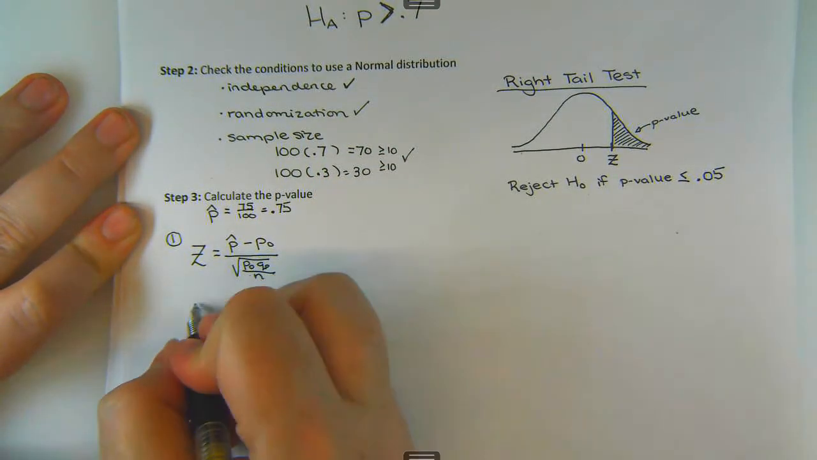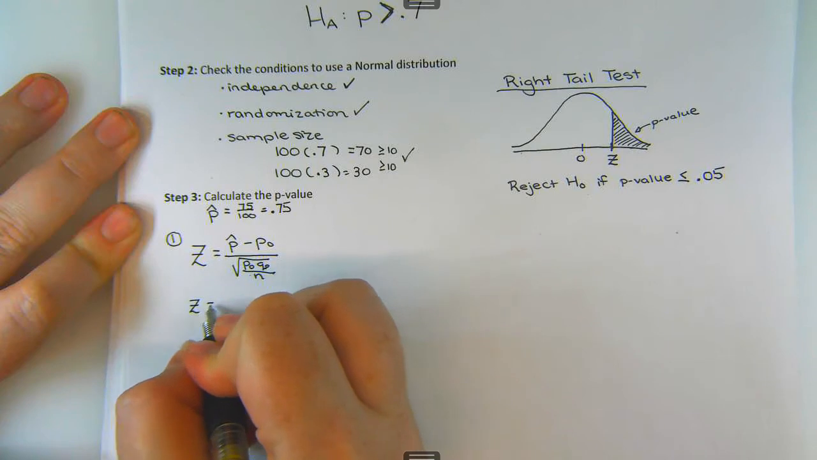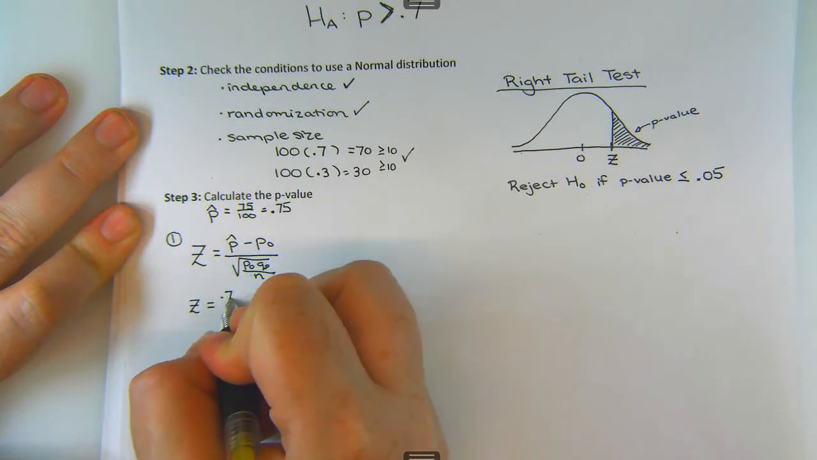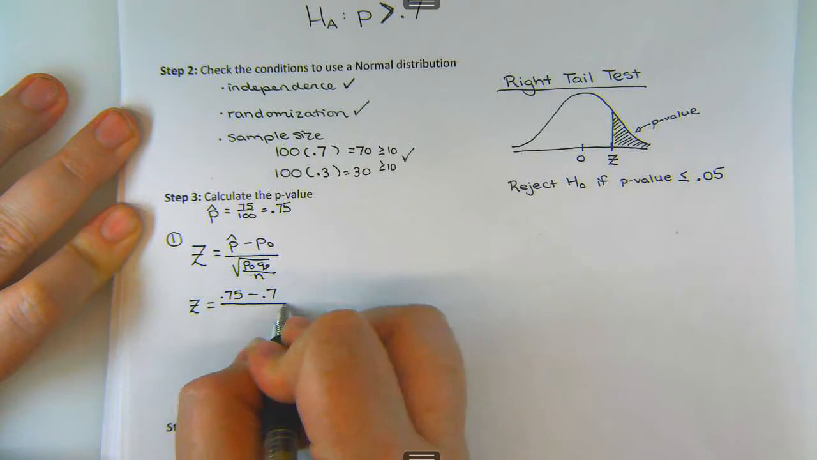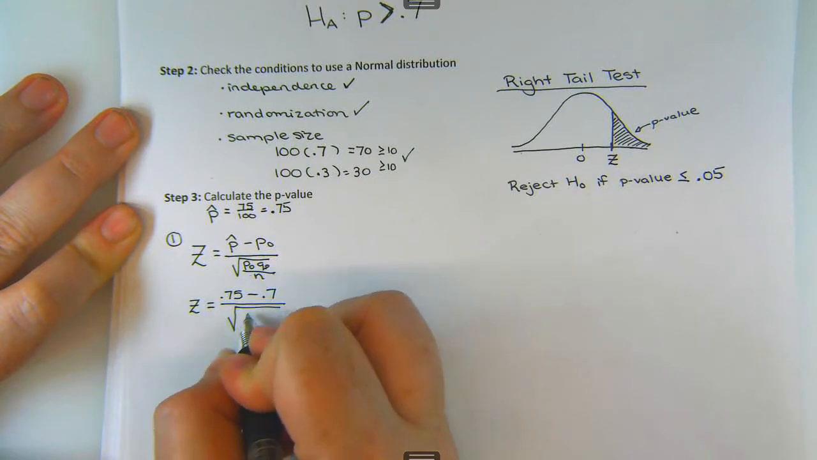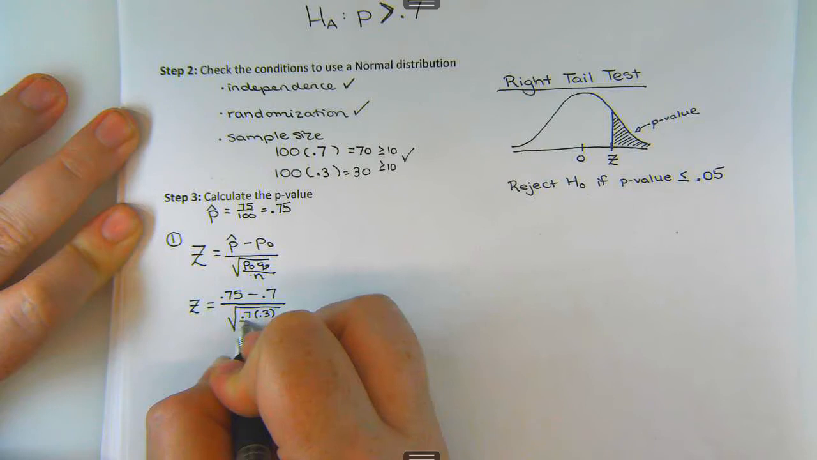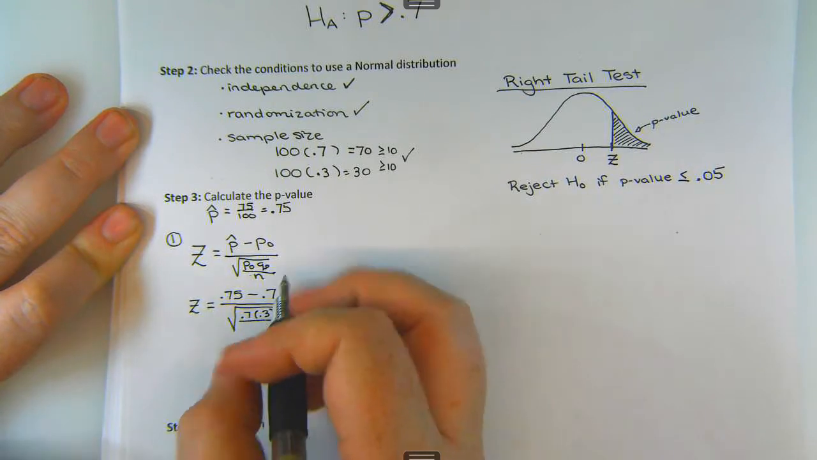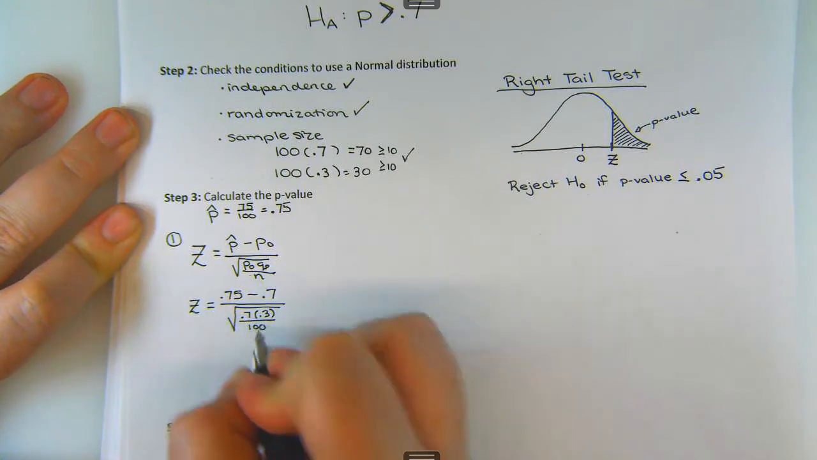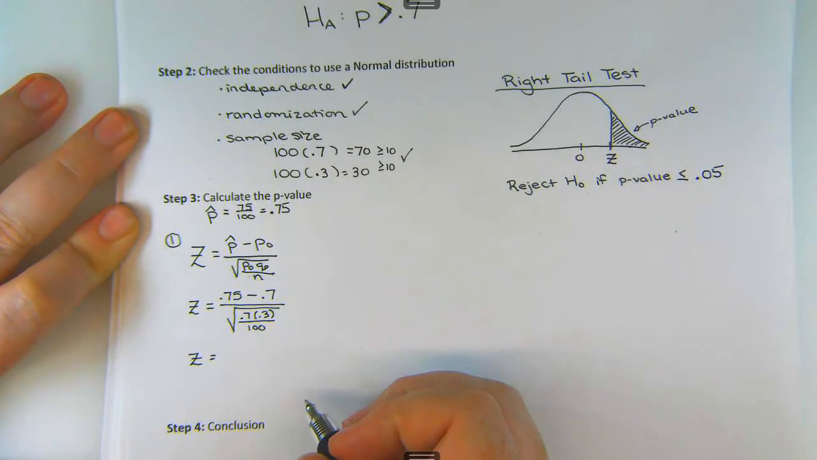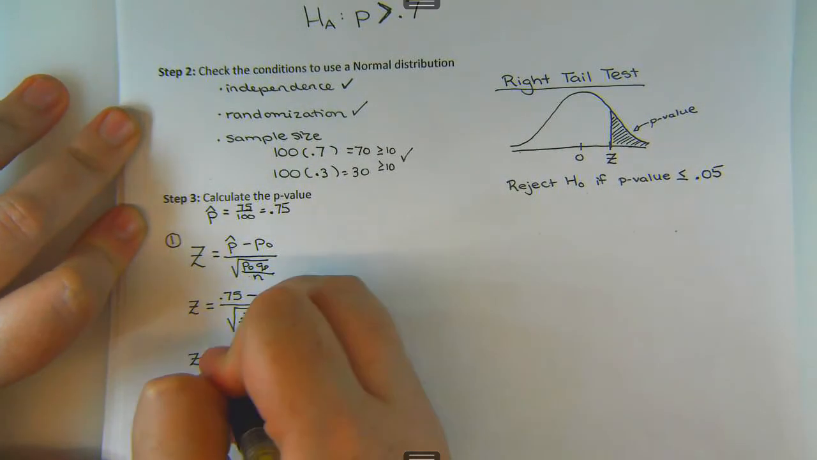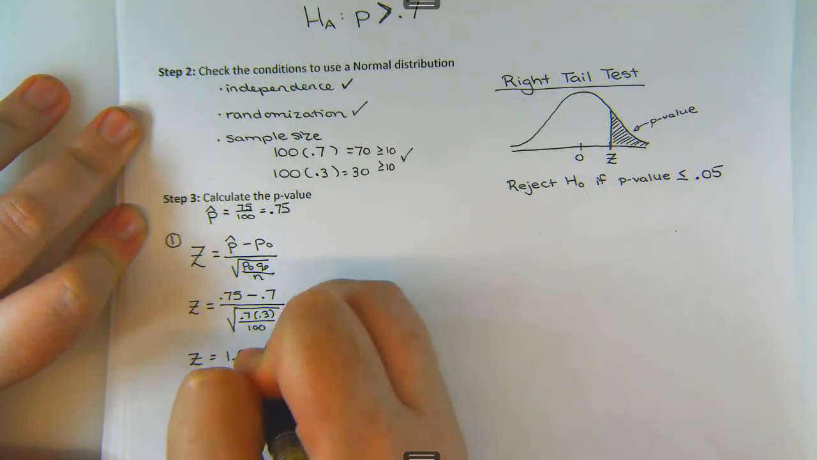So we'll have here, calculating the z-score, we'll take 0.75 minus 0.7 all over the square root of 0.7 times 0.3 over our sample size, which was 100. And plugging this into the calculator, we should get out a 1.0911.